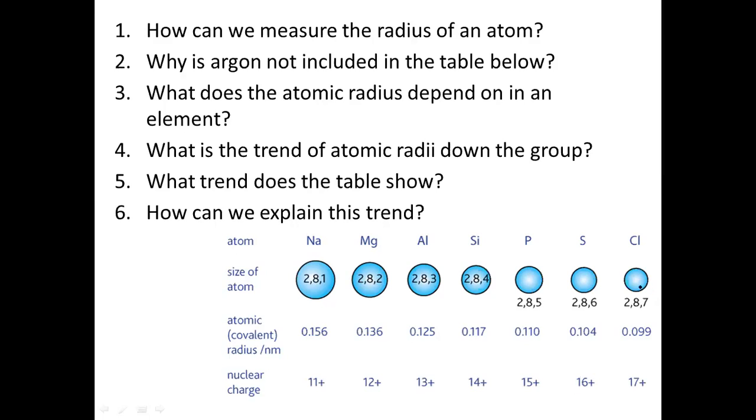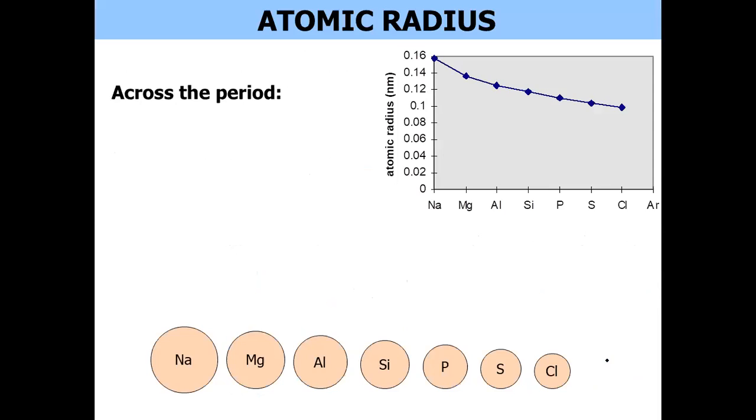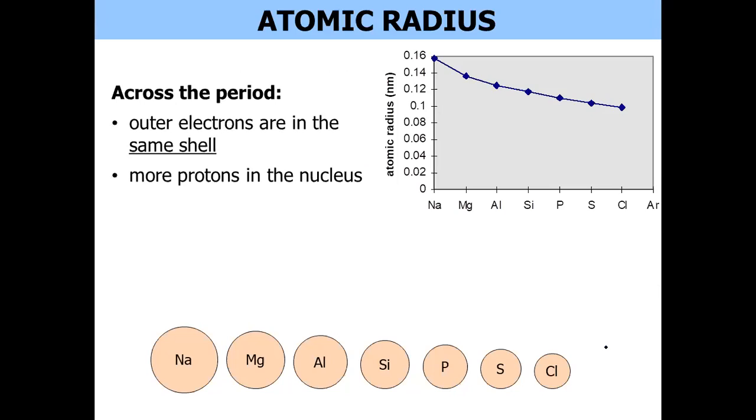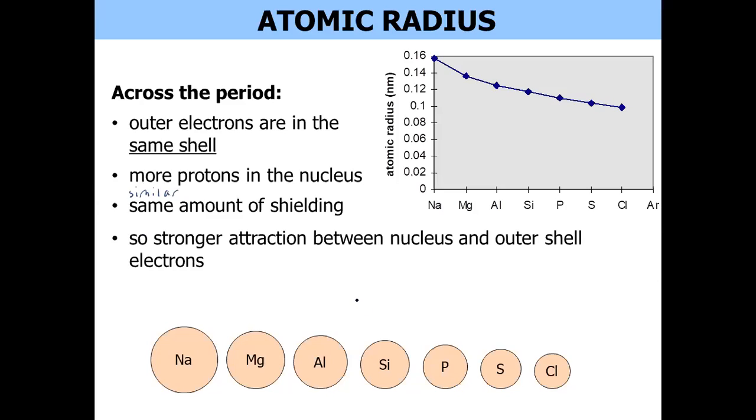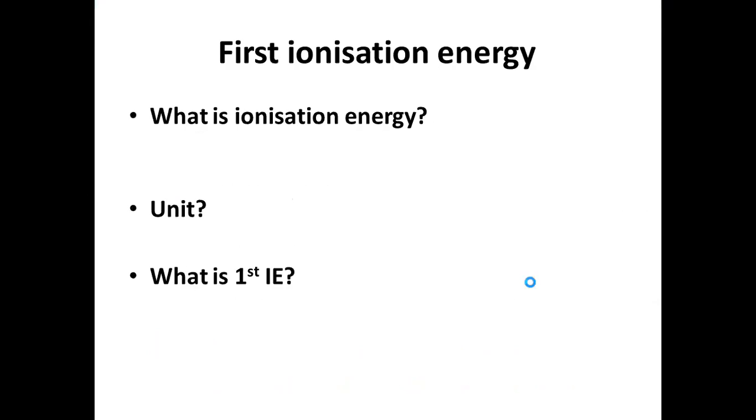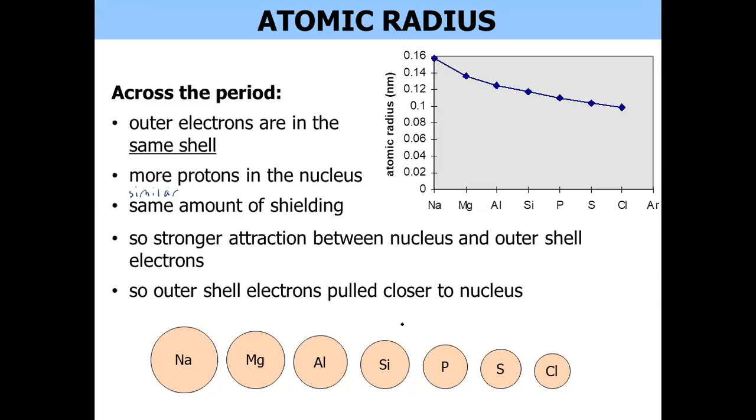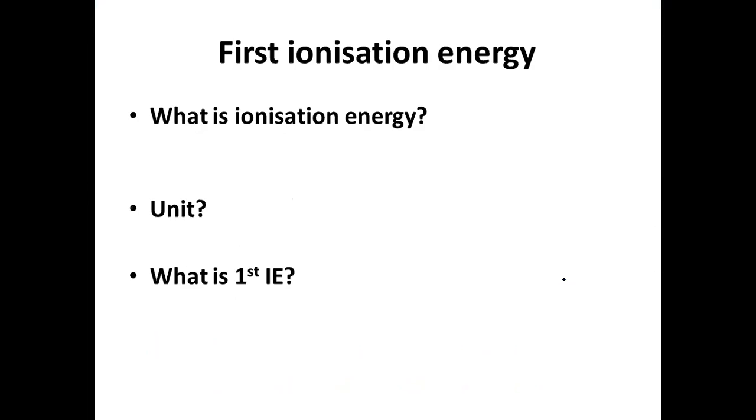And how we can explain that trend is because of increasing nuclear charge. Across the period, the atomic radius decreases. Outer shell electrons are in the same shell, more protons in the nucleus, same amount of shielding, or very similar. You could also say similar because really it's not exactly the same. Similar amount of shielding, so stronger attraction between the nucleus and outer shell electrons, and that means the outer shell electrons get pulled closer to the nucleus, which means the atomic radius decreases. So feel free to take notes. This is your usual state and explain exam question that you're required to know.